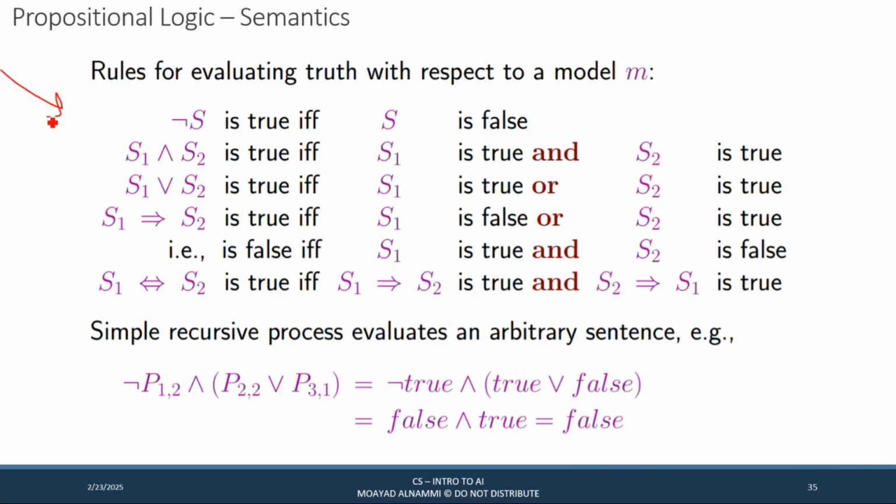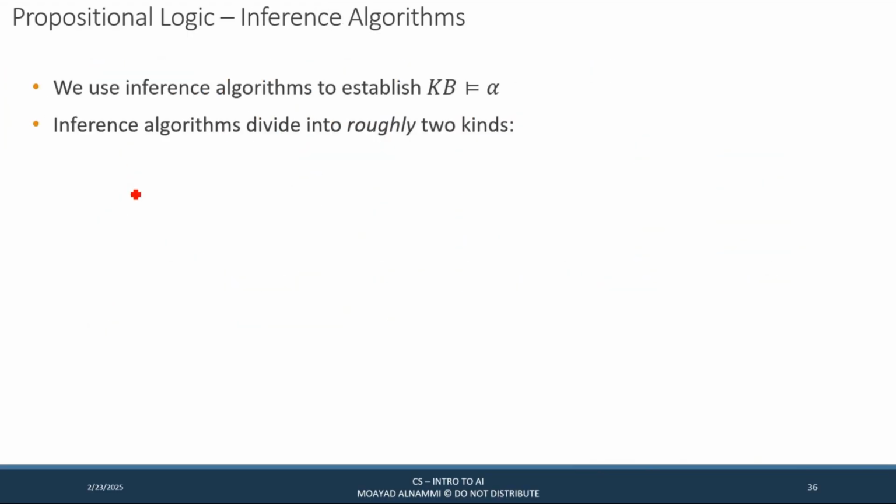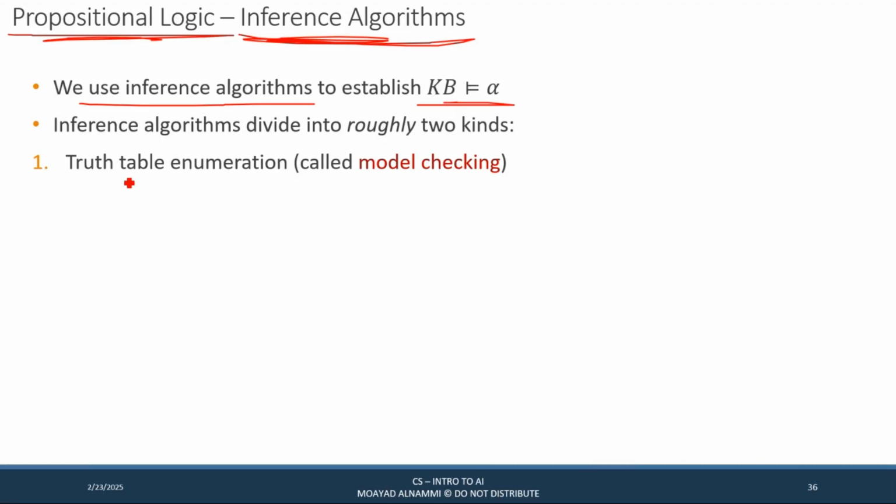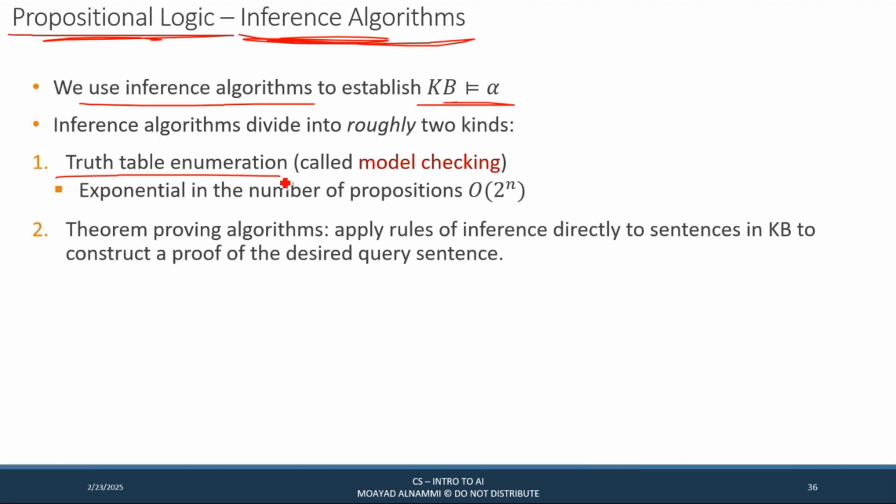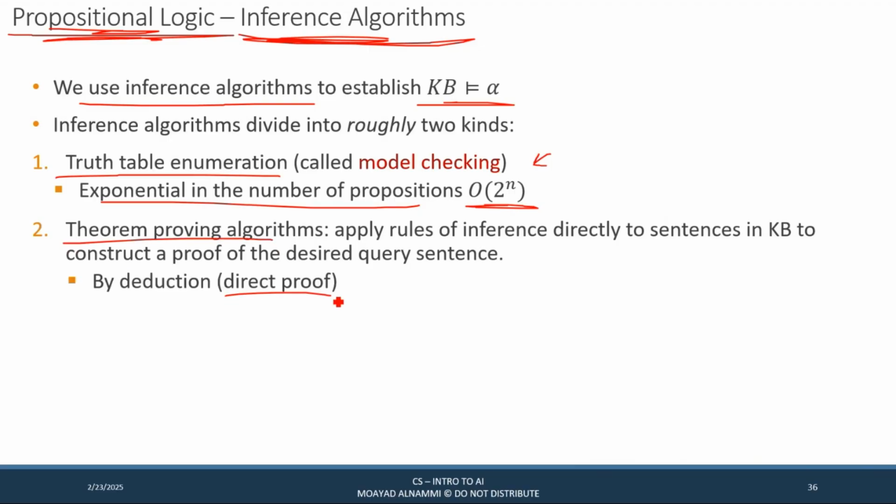Here's some more examples in terms of the semantics. Okay, let's now talk about inference algorithms using propositional logic. We use inference algorithms, like I said, to establish KB entails alpha. And as I mentioned, algorithms are divided into two kinds: truth table enumeration, which is exponential in the number of propositions, so O(2^n). This is in propositional logic, and we'll see why this is the case. We'll also look at theorem proving, where we look at a direct proof and a proof by contradiction.